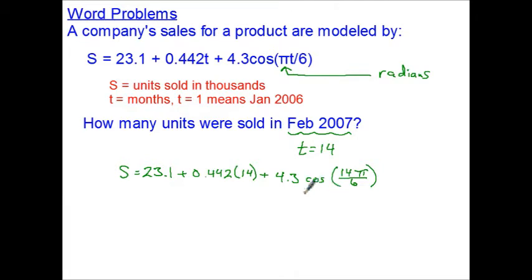Upon doing so, and typing that mess in, you should get a calculator spitting out something to the effect of s equals 31.438. You might think that it's rounded, but that's actually the exact decimal that comes out of your calculator. So you might initially say, hey, that means we sold 31 units. But please pay attention, this units is in thousands. So how many units were sold in February? That's that number times 1,000, so it's actually 31,438 units.